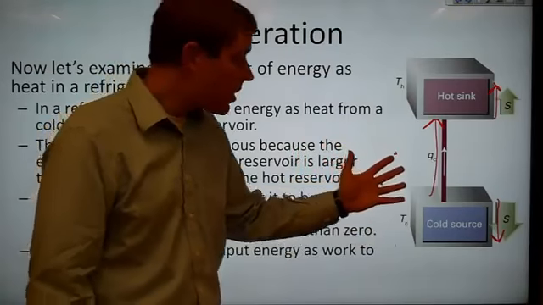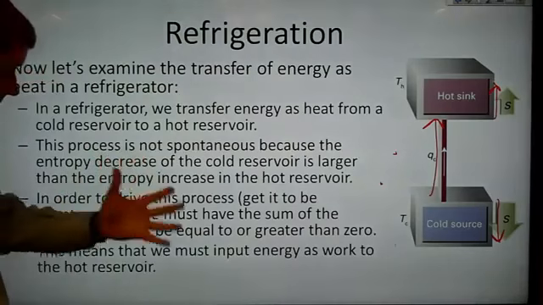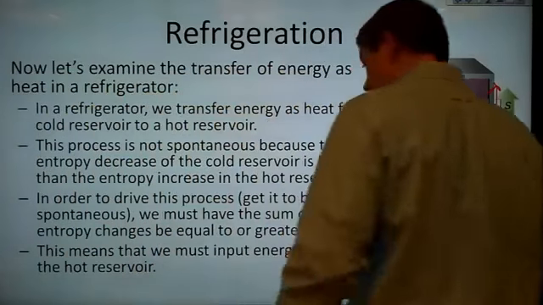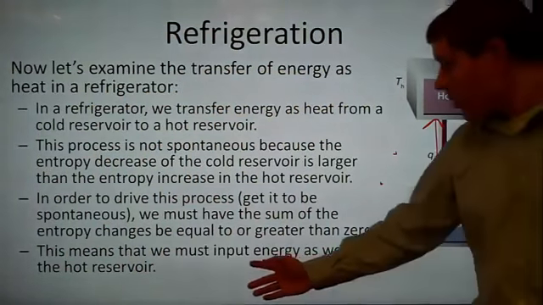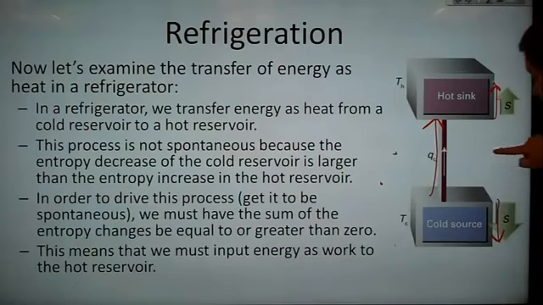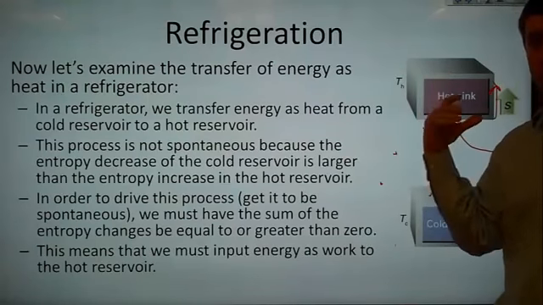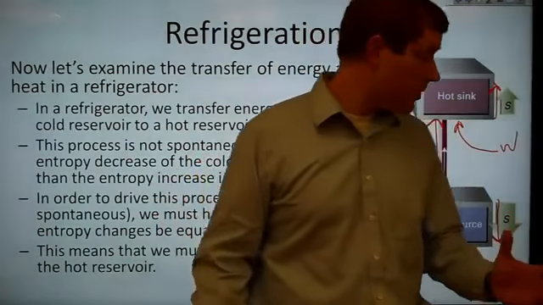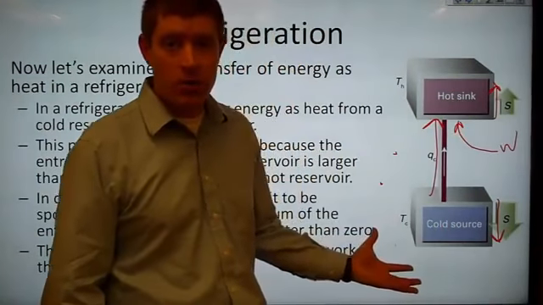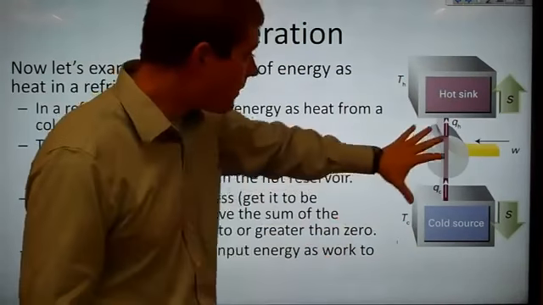So, in order to get this to go, we have to put in energy as work. So, we must input energy as work to the hot reservoir. We've got to also put in some work in order to get the entropy change of that hot reservoir to be at least as large of a positive value as the entropy change of our cold source is a negative value. Right, so I've shown that over here.